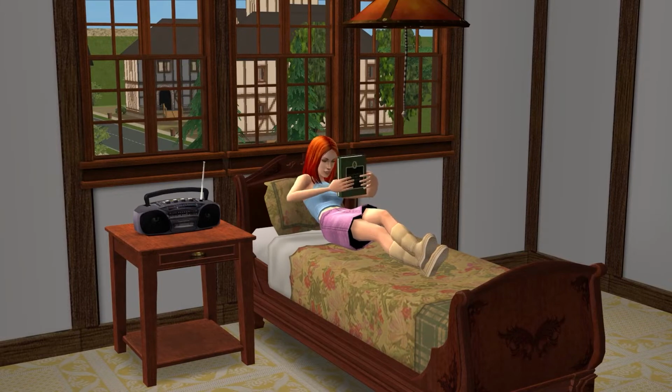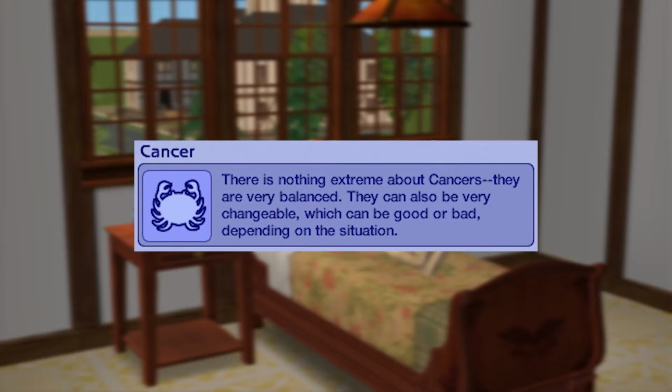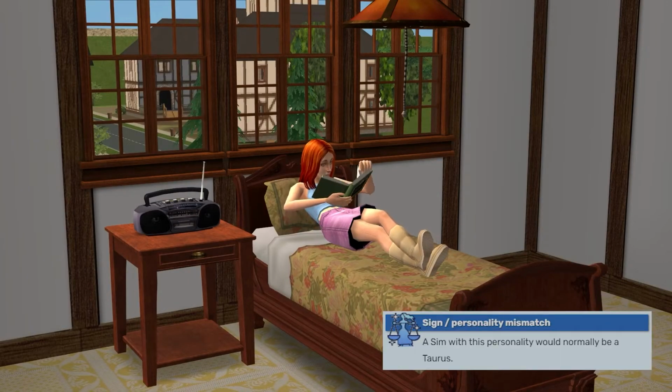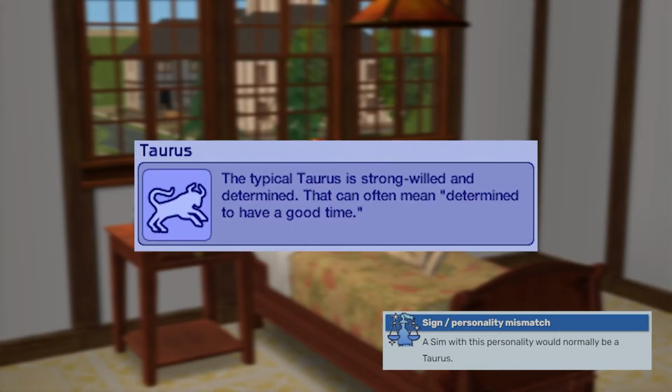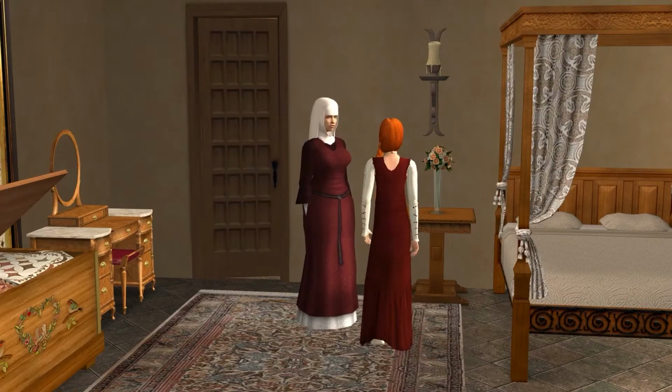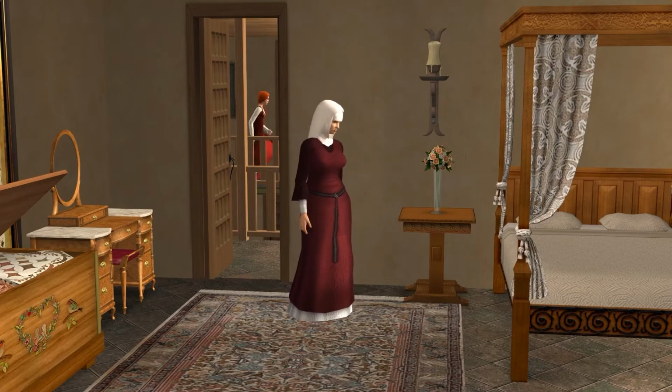Juliet was assigned the sign Cancer with a description that says, "There is nothing extreme about Cancers, they are very balanced. They can also be very changeable, which can be good or bad depending on the situation." This might make her seem a bit boring, until you realize that actually she has the personality of a Taurus. The typical Taurus is strong-willed and determined. That can often mean determined to have a good time. Well, there you go, strong-willed and determined, prioritizes her own fulfillment and happiness.